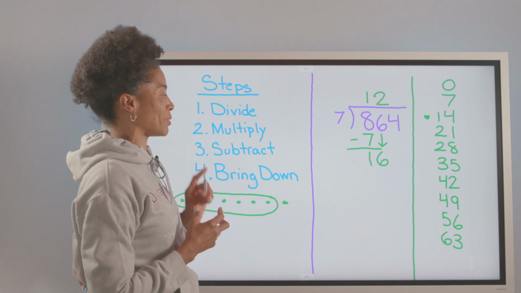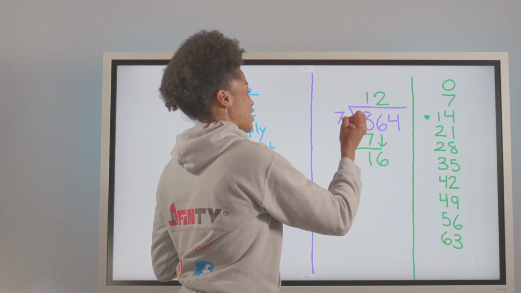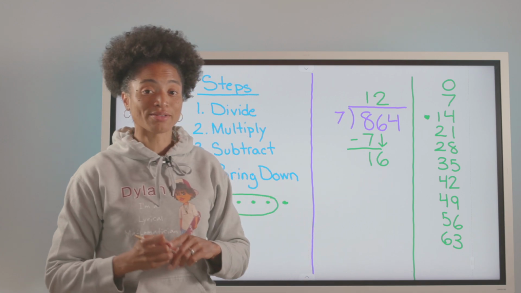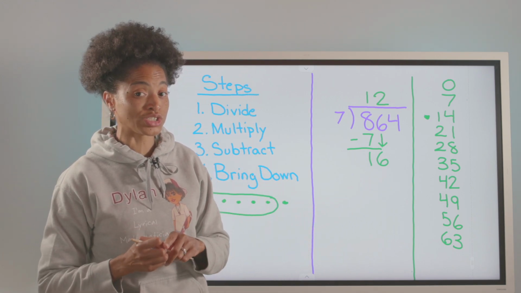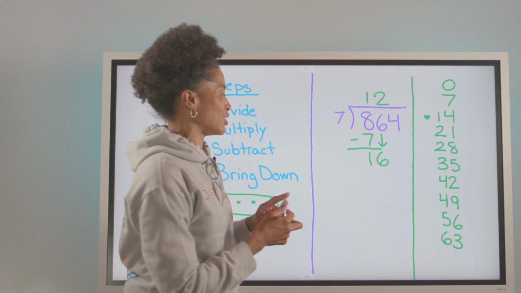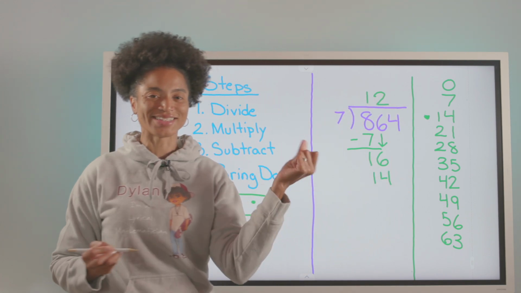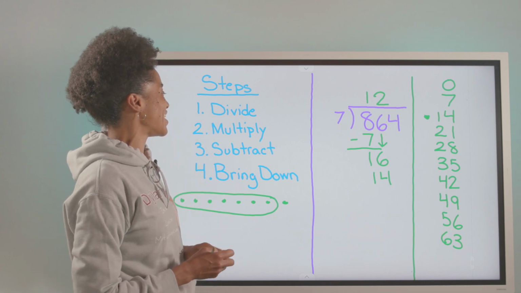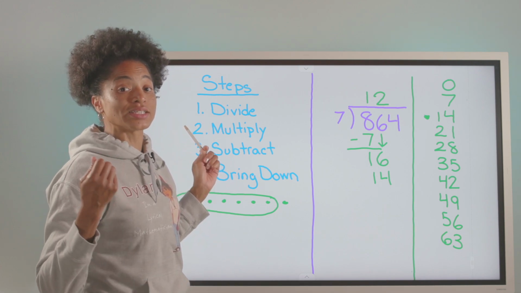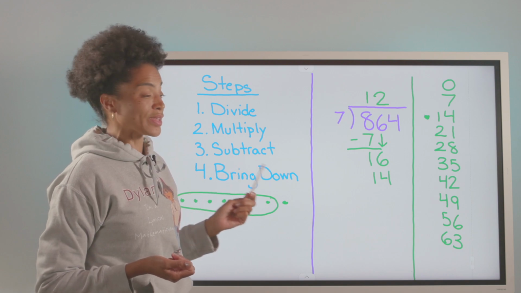Step 2, multiply. 2 times 7, put the number on the bottom. The number we stopped at, which is what? 14 goes at the bottom. Fantastic. Look at you, catching on. Step 3 is what? Subtract. So we're going to do what?